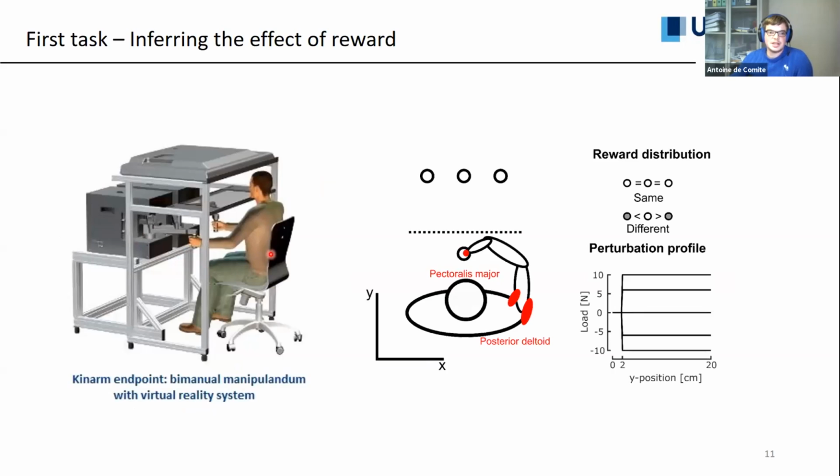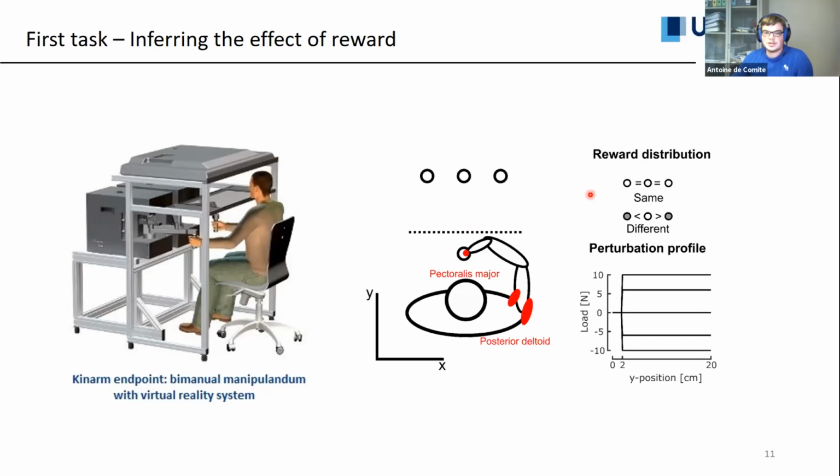We had participants sitting on this Kinarm robot, so they could perform 2D movements by moving the handle over here. We occluded the vision of their arm so that they only see this point, which represents the position of their hand. We asked them to perform movements from these home targets to any of these three targets. Each of these was associated with a reward, in points, and at the end of the experiment they were paid depending on how many points they collected.